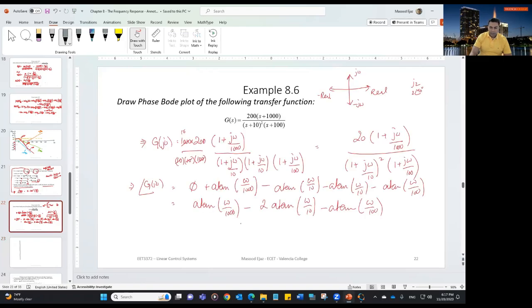So this factor is going to be a phase of 0 until omega reaches 1/10 of 1000, which is 100. So until 100 radian per second, this is going to be 0. And when it becomes 10 times the cutoff frequency, 1000, then it's going to become 90 degrees.